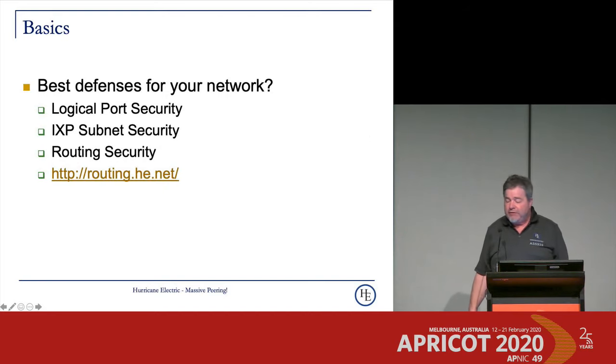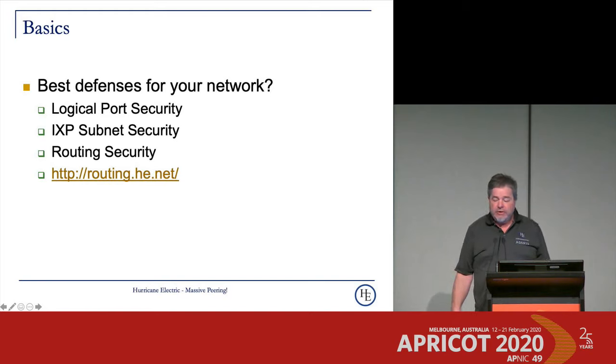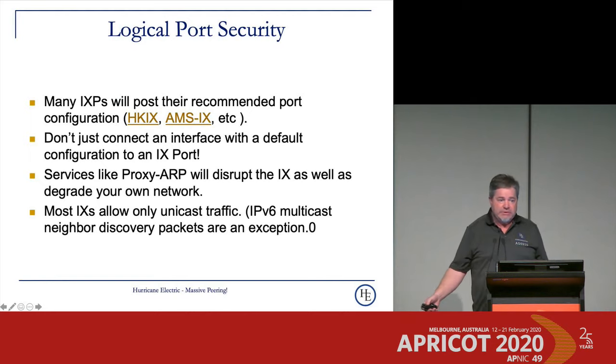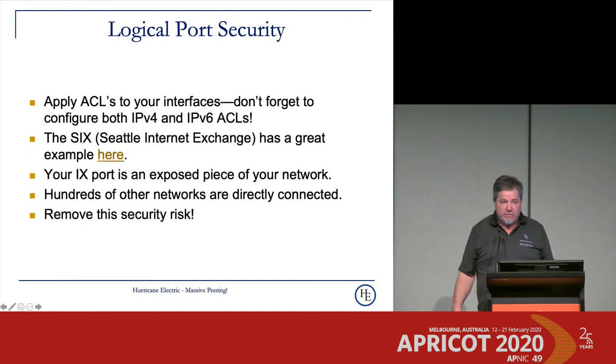The best defense for your network: we're going to talk about logical port security, IP subnet security, routing security, and one of our newest tools, routing.he.net. A lot of different internet exchanges already have posted standards. One of the most important things is proxy ARP. I'm not going to read these slides to you because you can read and download them later. But it's really important that you do standard ACLs, so you announce only your space, and you make sure you reject the default route and other things before they come into your network.